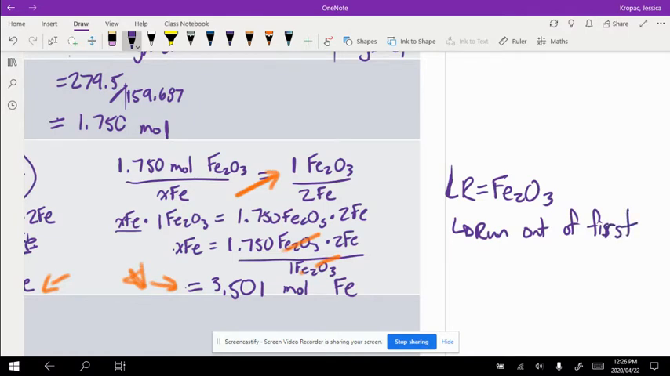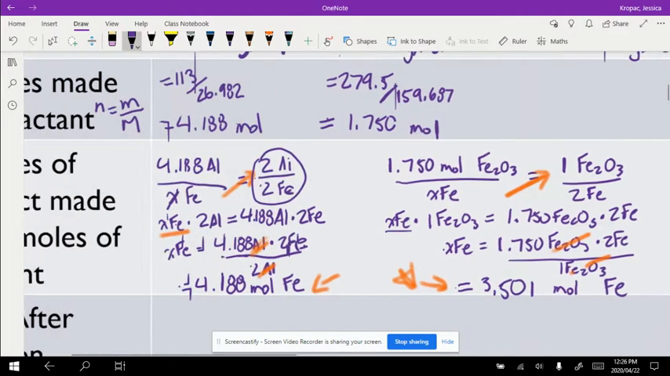I'm going to run out of that first. All right, the nice news with figuring out limiting reagent this way is we've already done about 95% of the work for the question. The question was asking us two things. It was asking what my limiting reagent is. I figured that out.